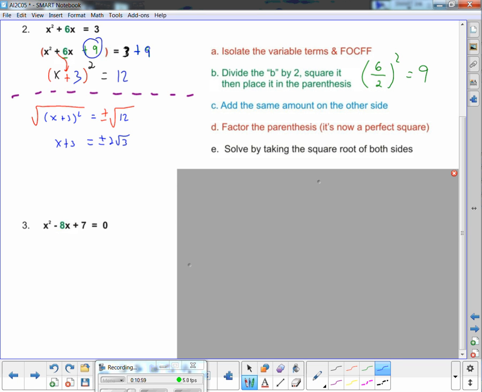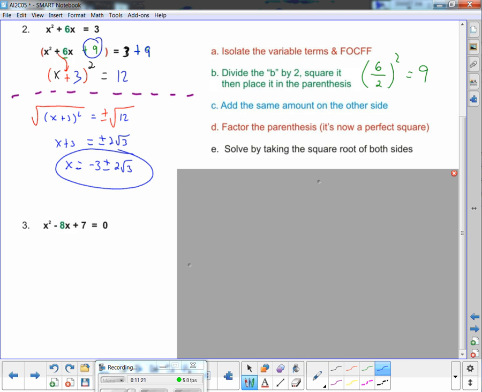And if we're going to finish this thing off, we've got to isolate the variable. So we're going to add a negative 3 to both sides. Again, proper form is to put this negative 3 in front of the radical. So we end up with negative 3 plus or minus 2 times the square root of 3.